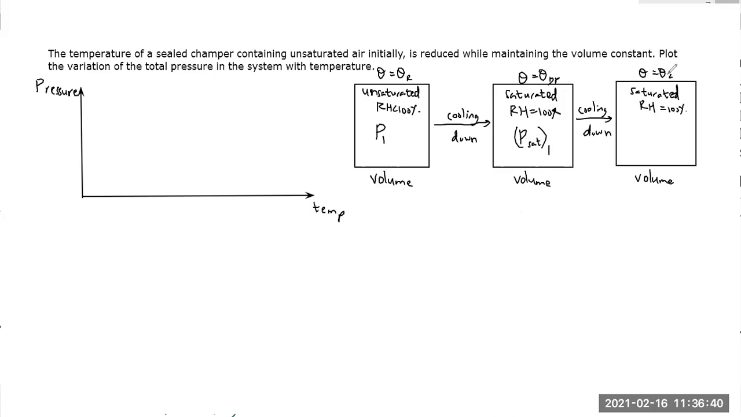If you compare the temperatures, theta 1 is greater than dew point, and theta 2 is less than dew point. And now the air is still going to be saturated, but the saturated vapor pressure will not be the same. It will be different. Why will it be different? Because we are reducing the temperature. When you reduce the temperature, air will be saturated, true, but saturated vapor pressure will also reduce.